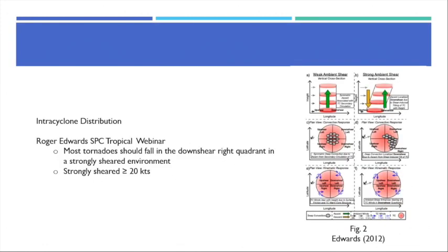It's also important to note that in a tropical webinar by Roger Edwards, who is an SPC expert, he explains that most tornadoes should fall in a downshear right quadrant relative to the shear vector from 850 millibars to 200 millibars, and strongly sheared would be considered greater than 20 knots.